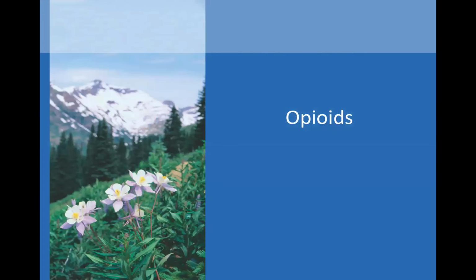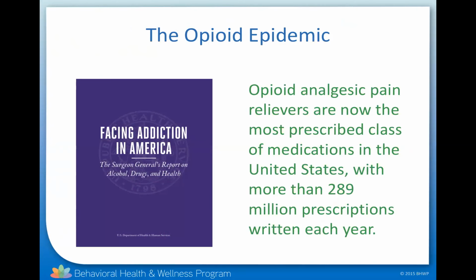So a few others I'll go through. Opioids are obviously a very pressing concern right now as this public health crisis continues. You can see here the note on this slide. Opioid pain relievers are the most prescribed class of medication in the United States, with upwards of 300 million prescriptions written each year. And we are working to combat that, but we still have a lot of progress to make.